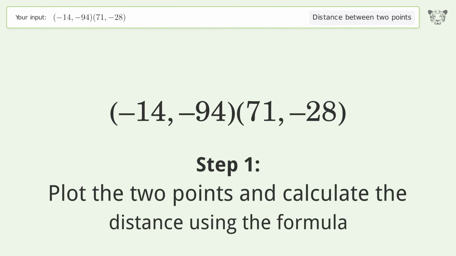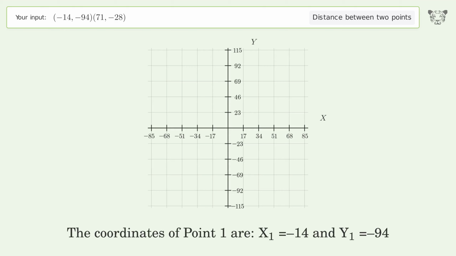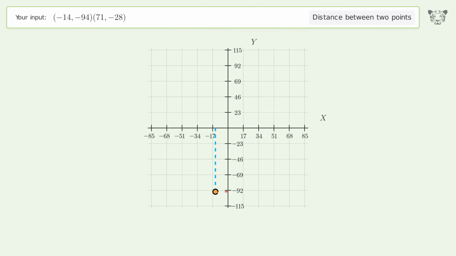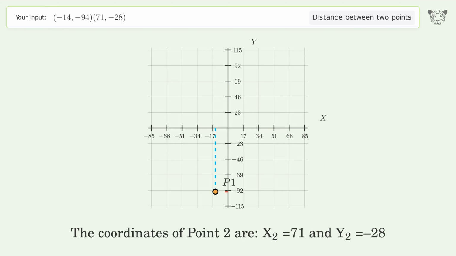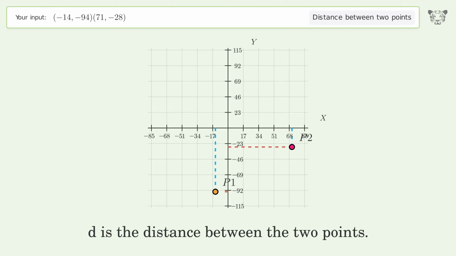Plot the 2 points and calculate the distance using the formula. The coordinates of point 1 are x1 equals -14 and y1 equals -94. The coordinates of point 2 are x2 equals 71 and y2 equals -28. D is the distance between the 2 points.